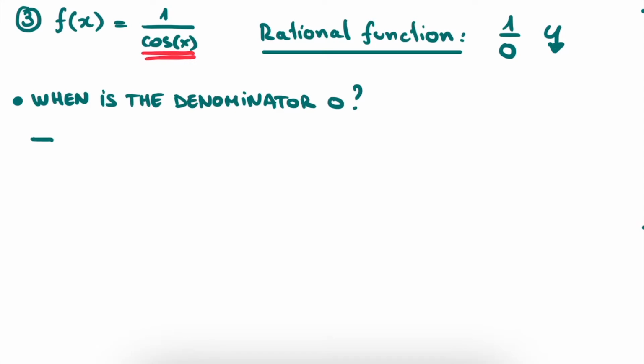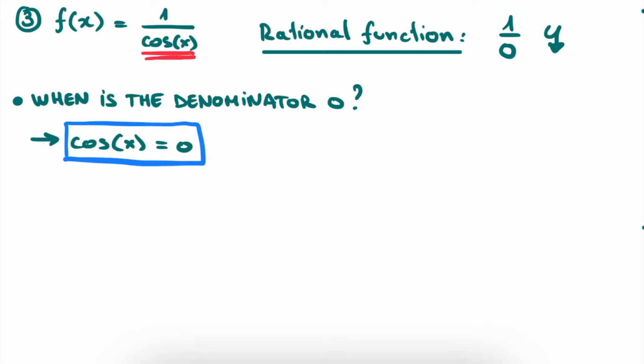And for this specific function, this question boils down to for which x is the cosine of x 0? Because if we found this x, then we know that this x as an input to our function leads to 1 divided by 0 and thus an invalid output. And therefore this x would not be part of the domain of this function. So we have to solve this equation right here.